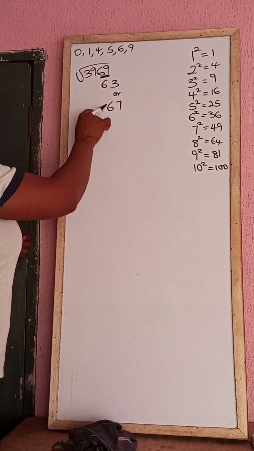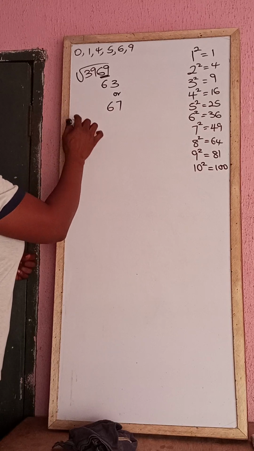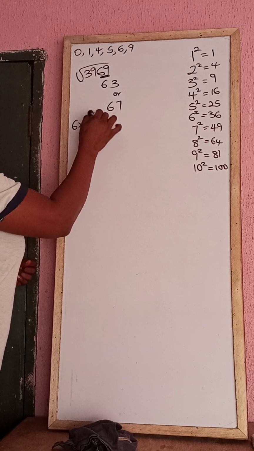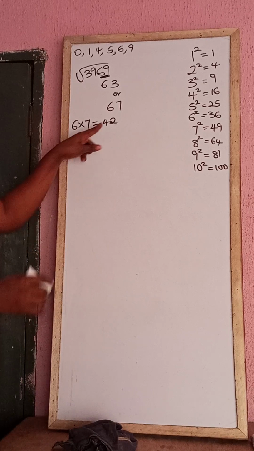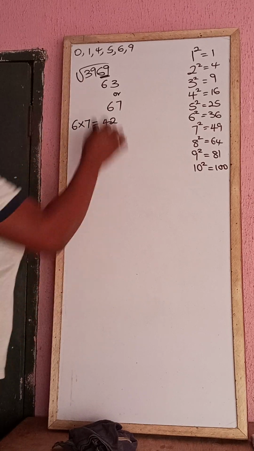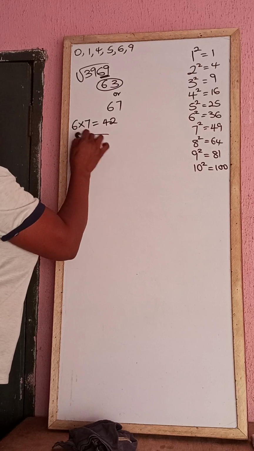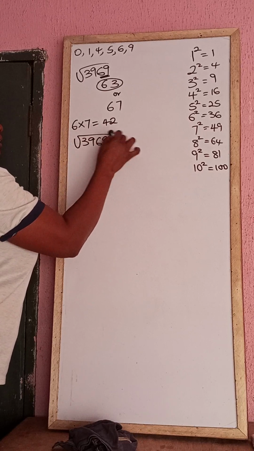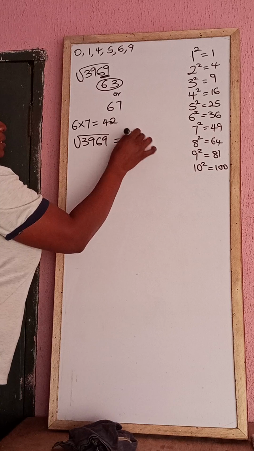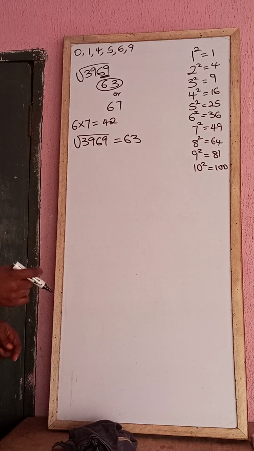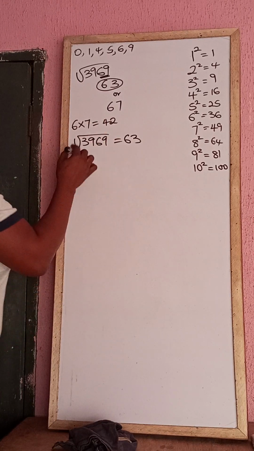Now, after 6, the next digit after 6 is 7. So 6 times 7 is 42. And 42 is bigger than 39. So we are going for the smaller number, which means the square root of 3969 is equal to 63. Let's take a second example. Let's look at the square root of 5625.